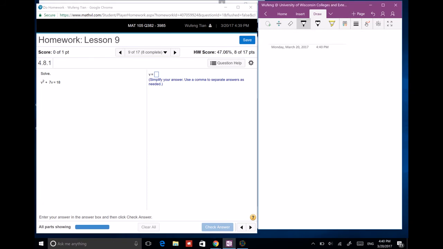Okay, solve this one. v squared plus 7v minus 18 equals 0. Factor: (v minus 2)(v plus 9). 9 times 2 gives you 18, negative 2 plus 9 gives you plus 7. So (v plus 9)(v minus 2) equals 0, so v equals negative 9 and a positive 2.